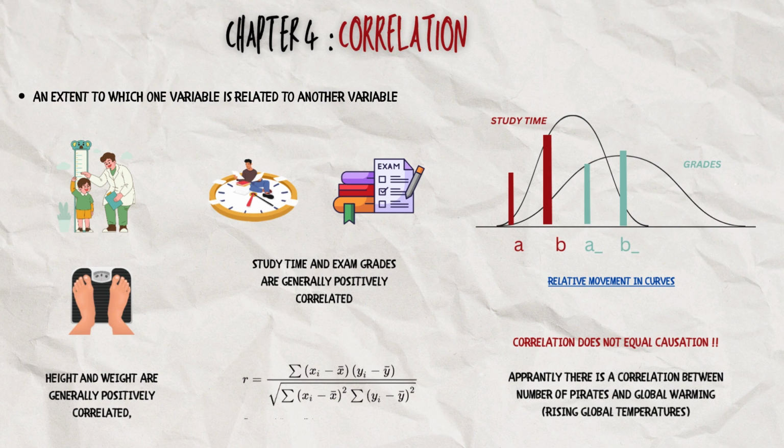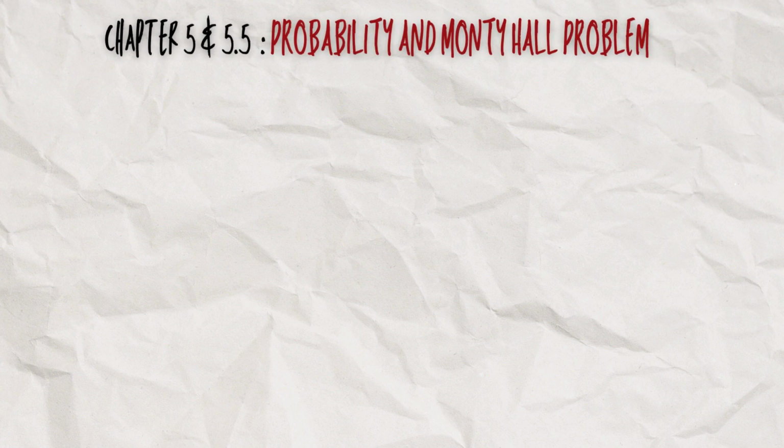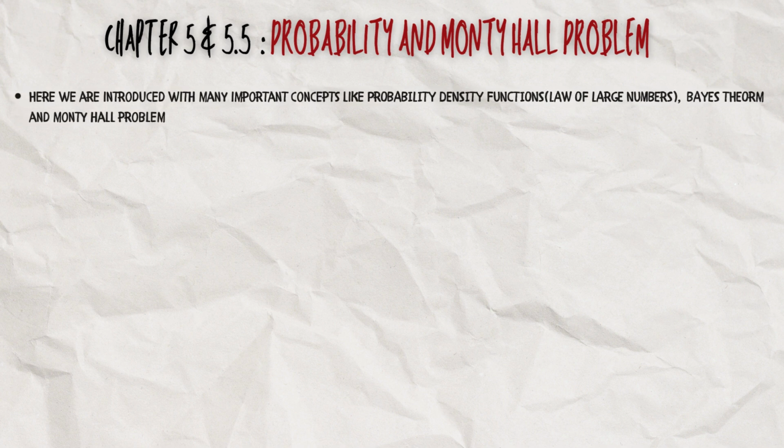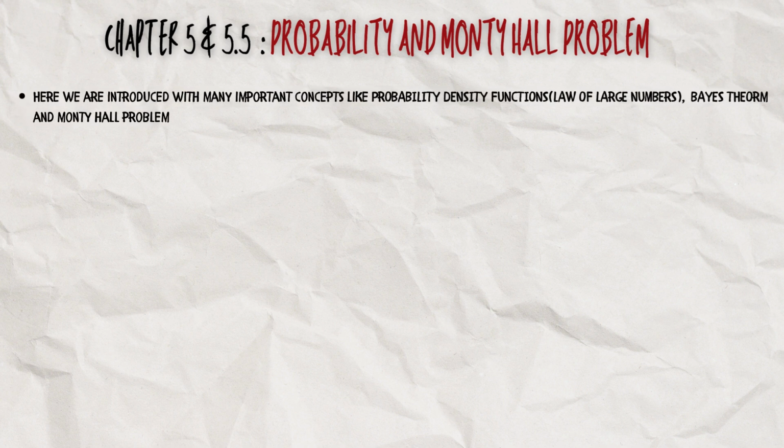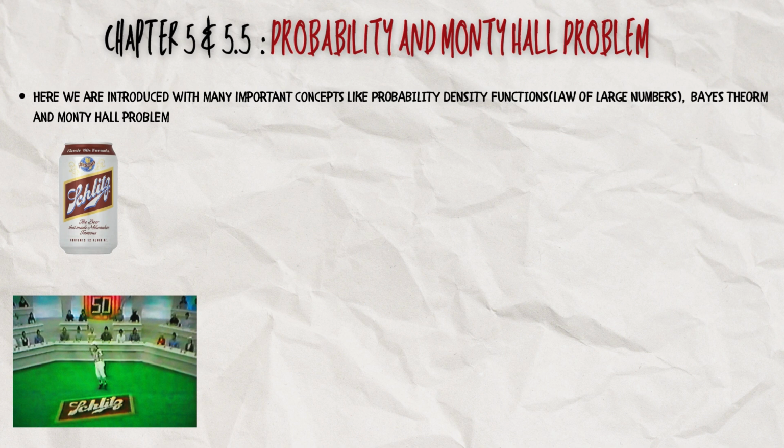The next chapter introduces us to probably the most well-known concepts in probability and statistics, like the density functions, the Bayes theorem, and the Monty Hall problem. I'll start directly with a case. In the 1980s, there was a very popular commercial by the Schlitz Beer Company where 100 participants were asked to choose between their favorite beer and Schlitz Beer, but blindfolded.